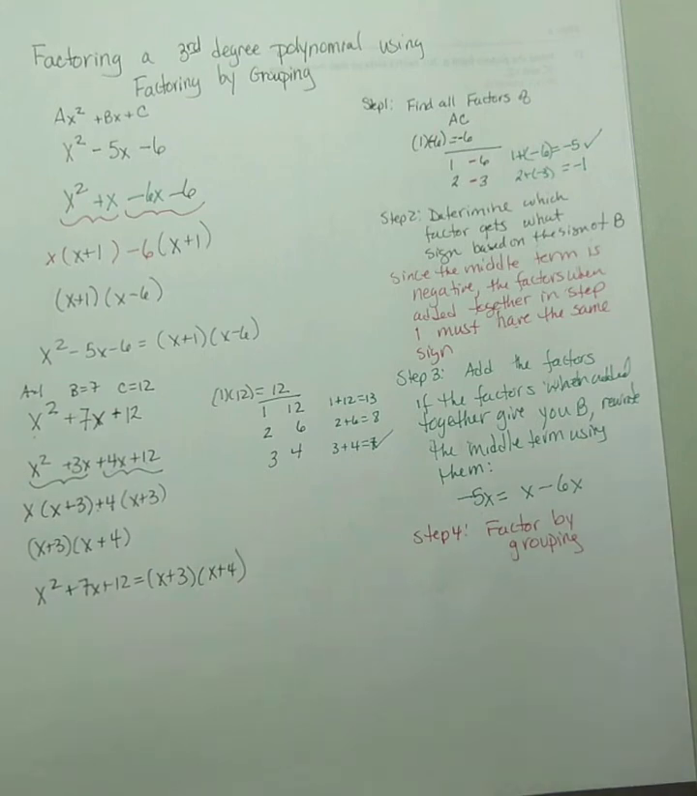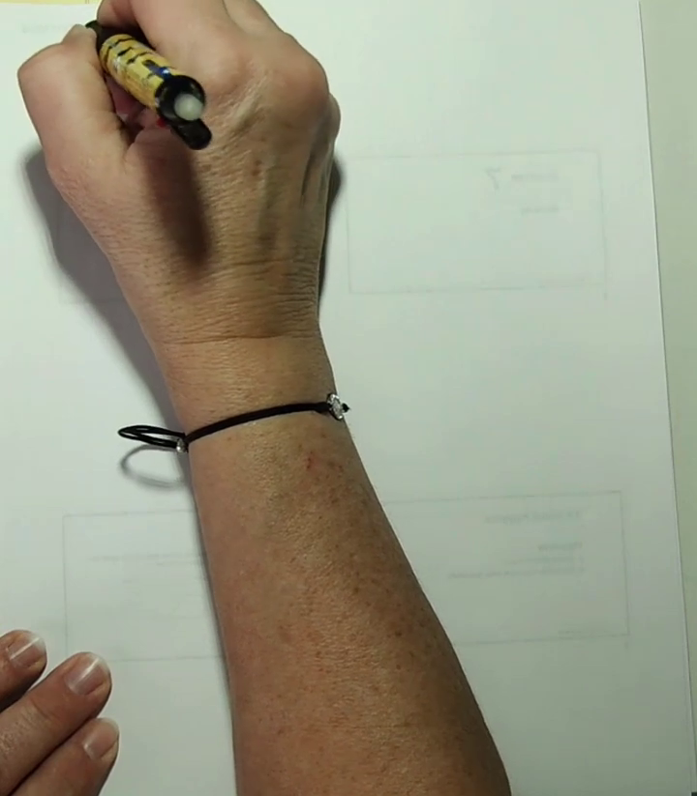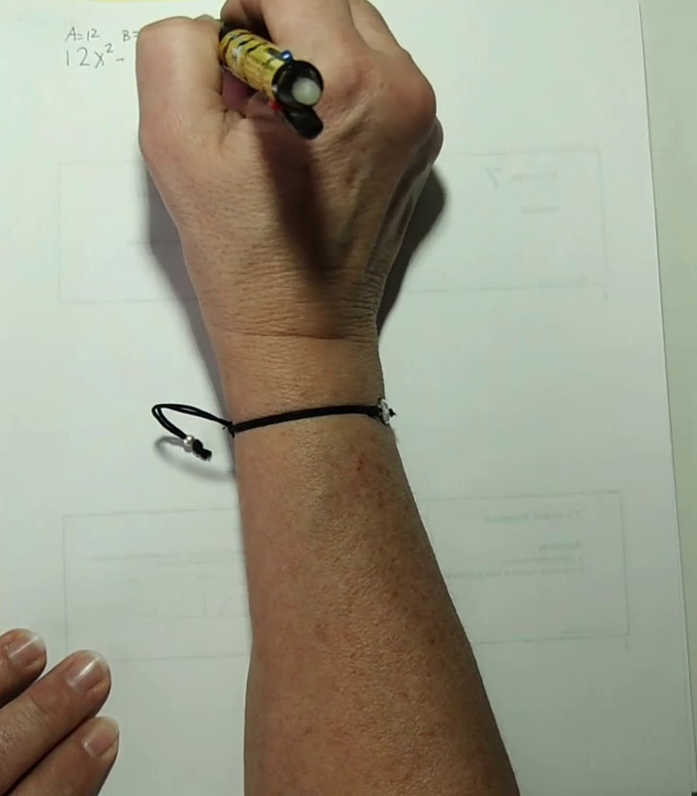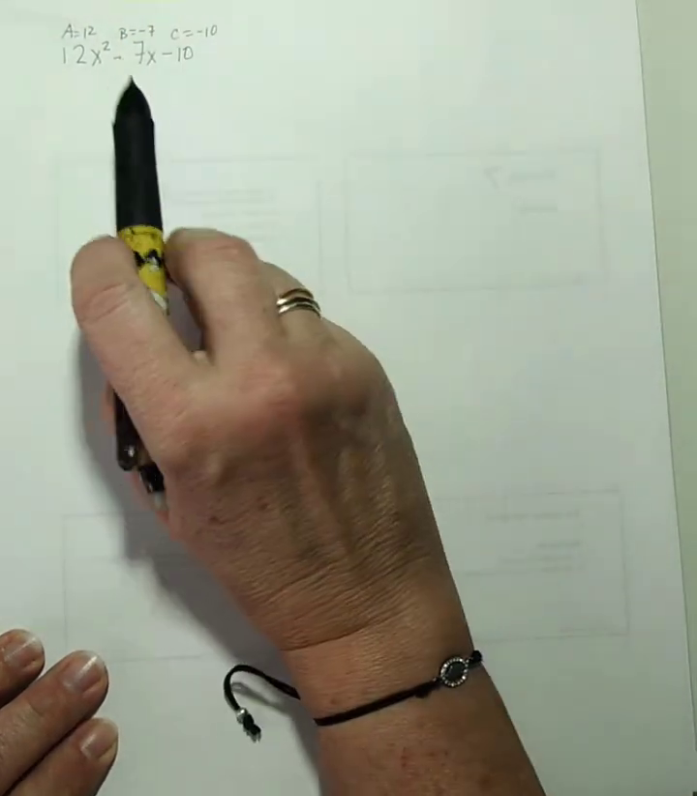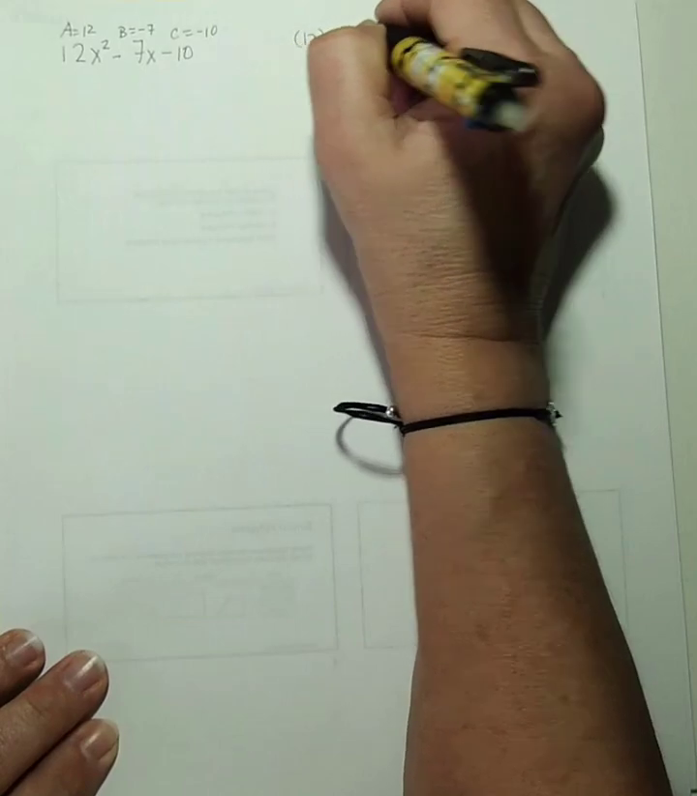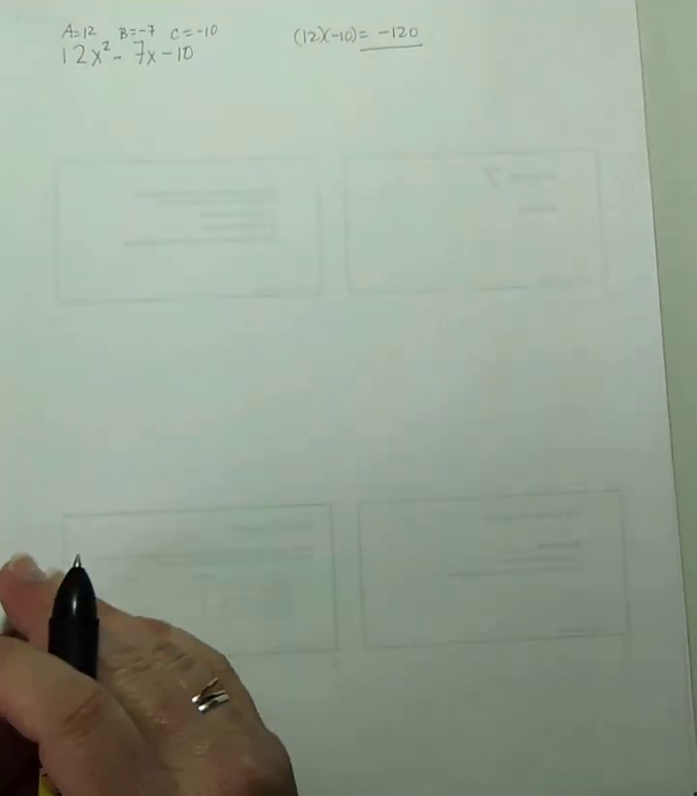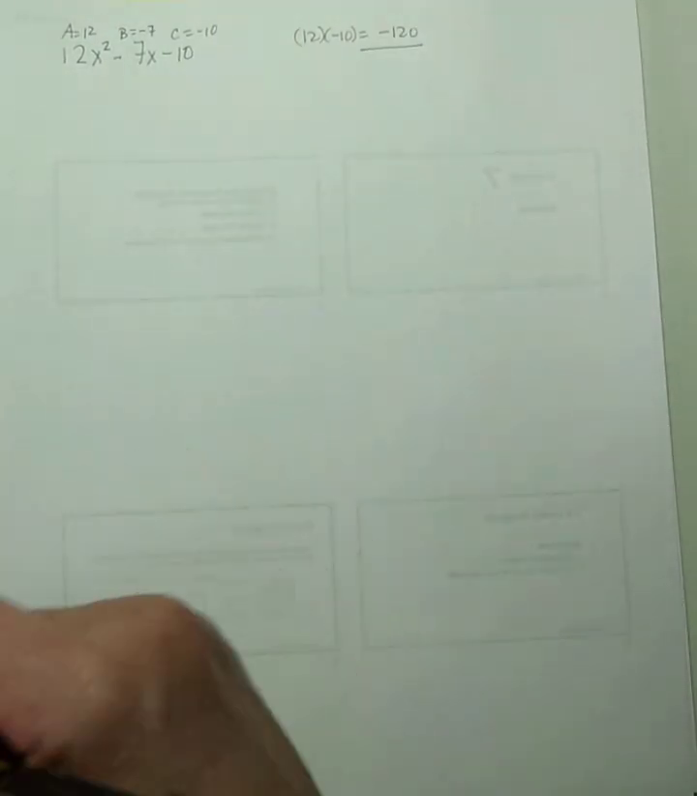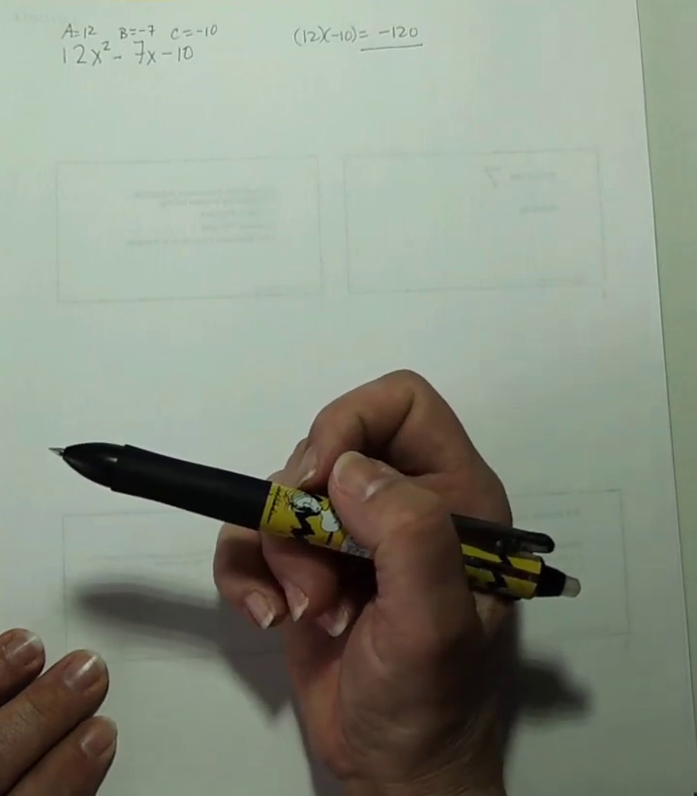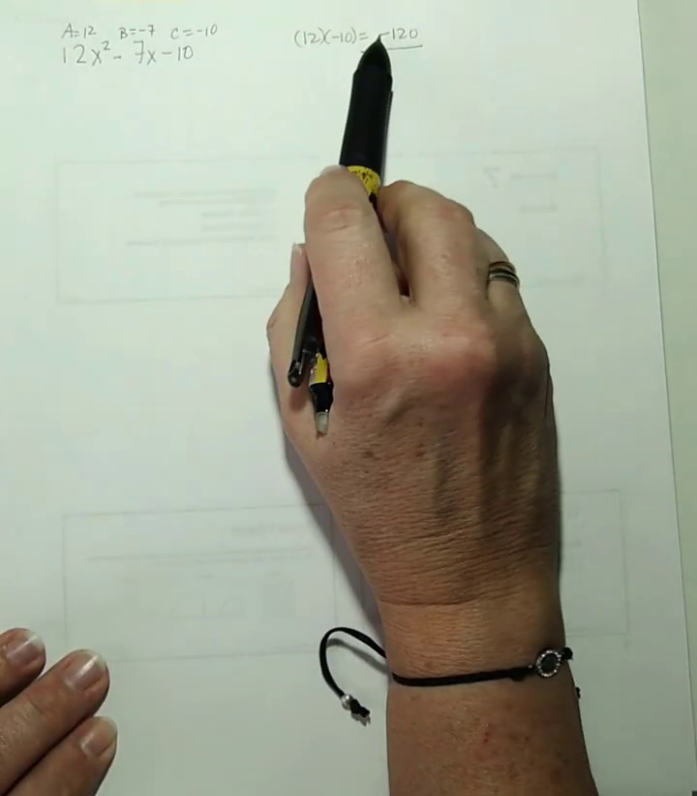Let's try another example. So we're going to look at this trinomial where a is 12, b is negative 7, and c is negative 10. So step 1 would say, look at 12 times negative 10 and find the factors of negative 120. Well, the first thing, I'm just going to find all the factors of 120. Then I'm going to figure out which of the factors get the negative sign and which get the positive to give us the negative 120. So I'm just going to look at factors of 120.